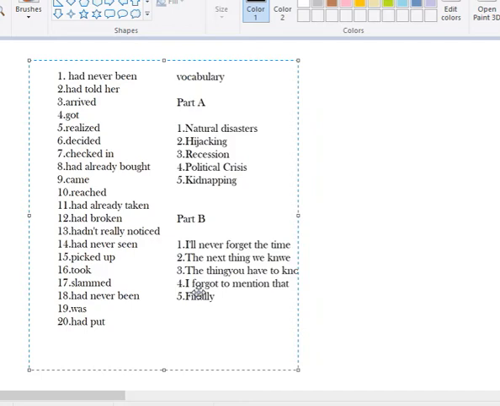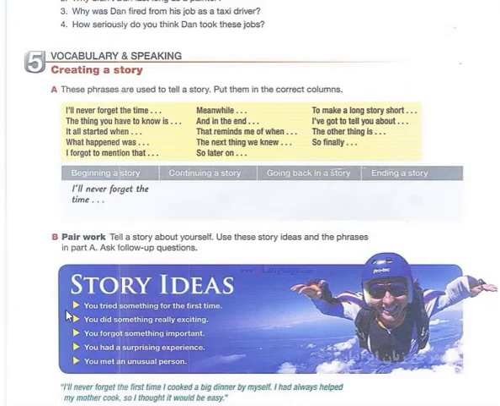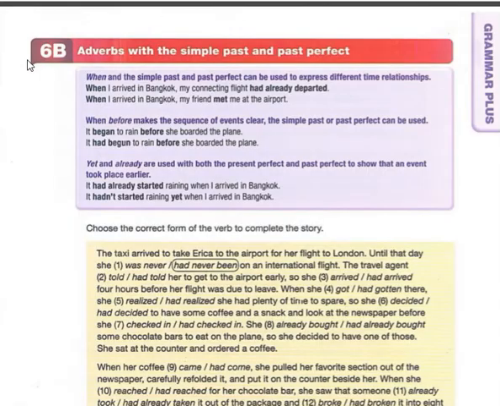Now let's start with the grammar pluses, guys. We're gonna start with the grammar pluses again. So let's see. All right. Well, we finally arrived at adverbs with the simple past and past perfect. When and the simple past and past perfect can be used to express different time relationships.